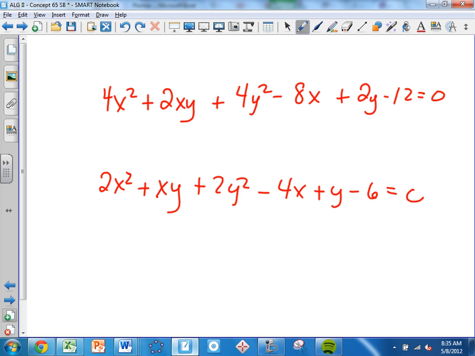And 0 divided by 2 is still going to be 0. That's why we can do that. So again, I divide both sides by 2. Now b squared minus 4ac. What's b squared going to be? 1 squared.